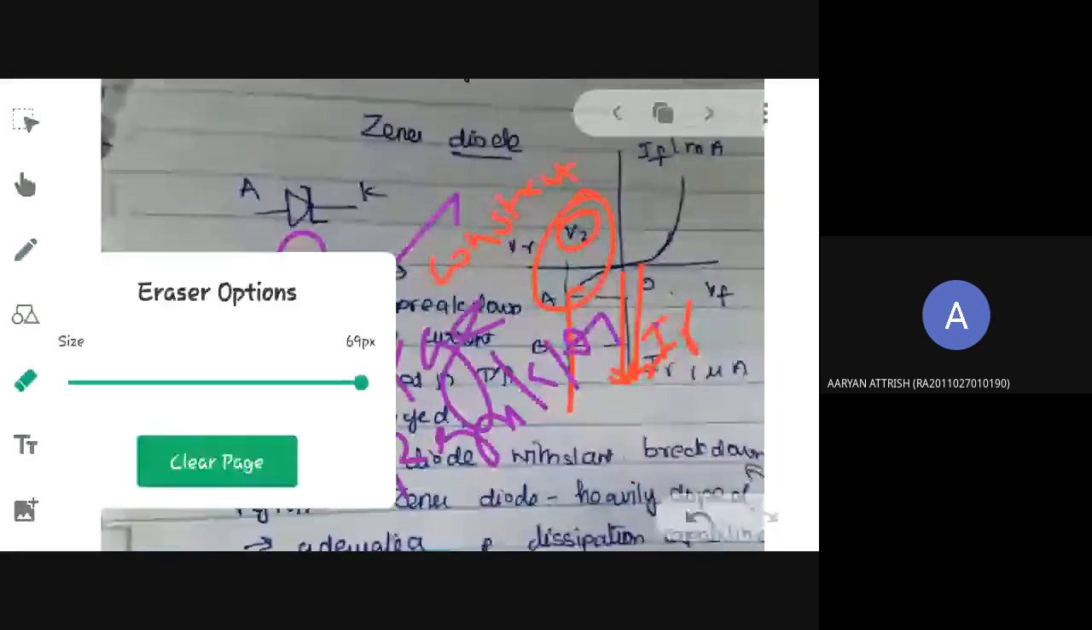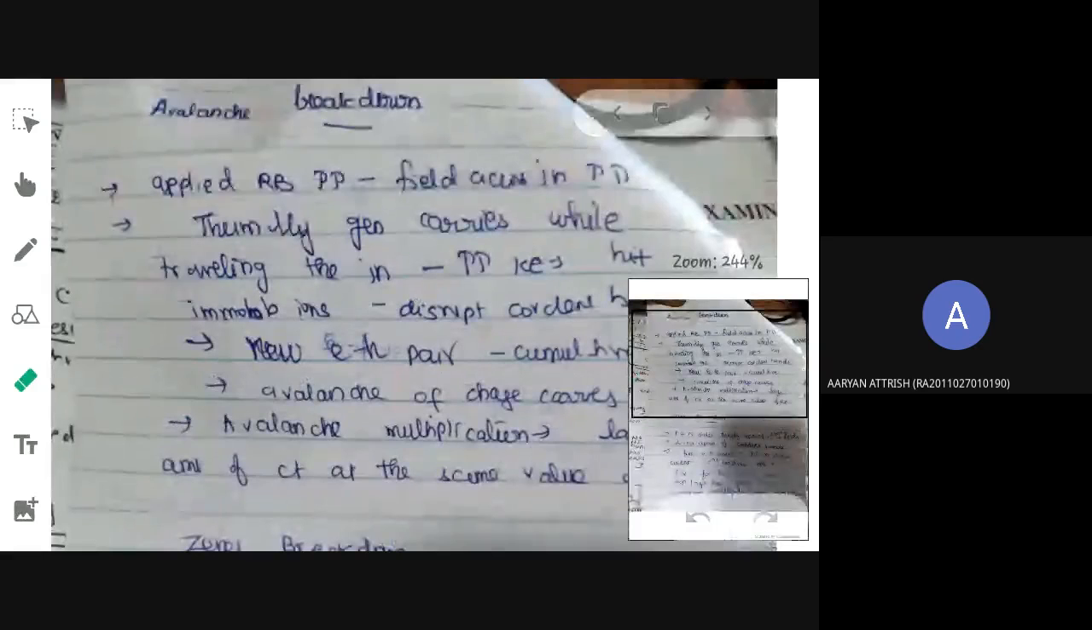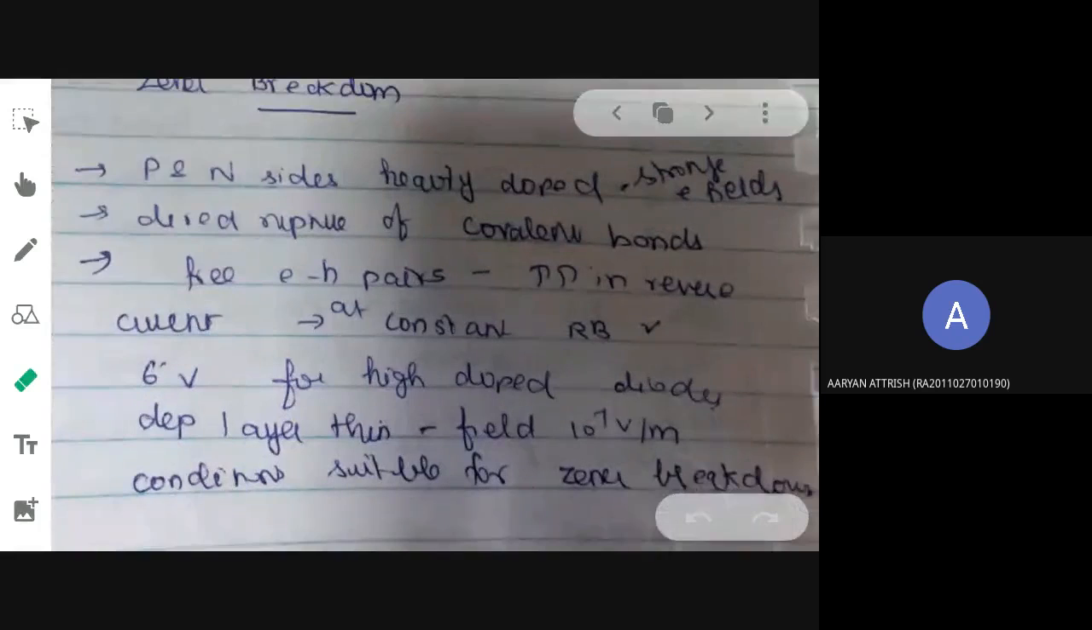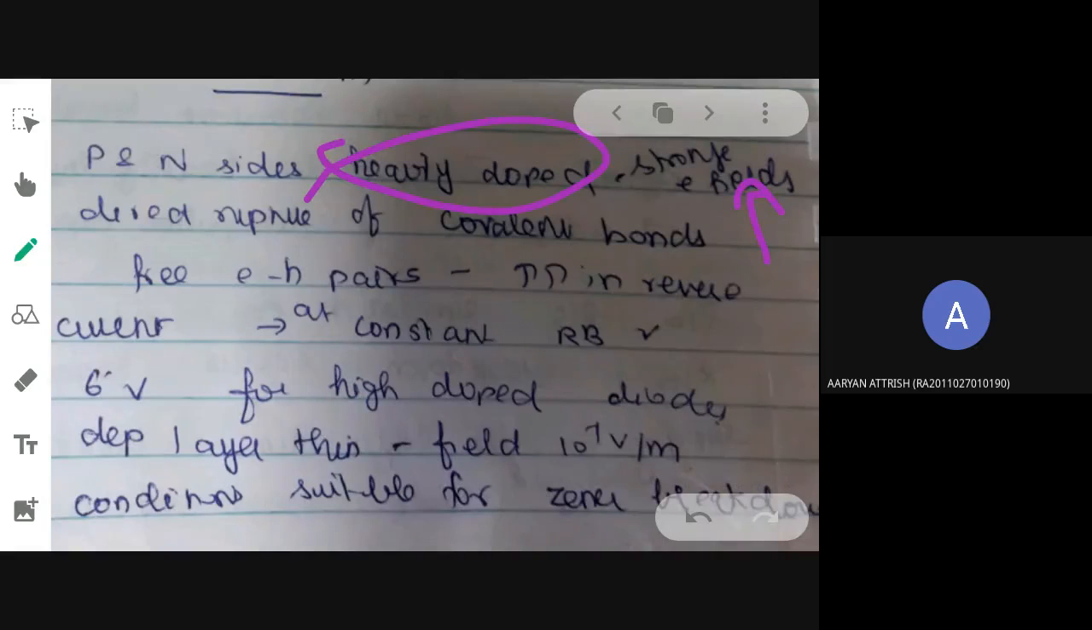How the breakdown occurs, we'll discuss. I already told you that you are going to heavily dope, which will create a strong electric field. Here you do not need light and heat to rupture the covalent bond. Because of the heavy doping, the electric field in the junction will become very high. Because of the strong electric field, the covalent bonds will be directly ruptured, releasing electron-hole pairs. Again they will hit the covalent bonds, releasing more and more, and this type of breakdown is called what breakdown?